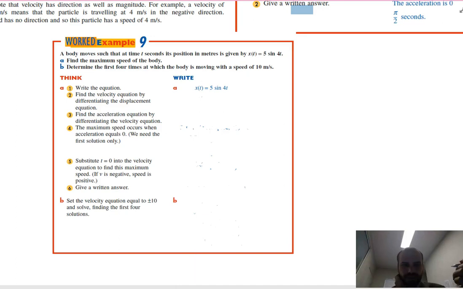So, last video in our trigonometric kinematic series, I suppose. Now jumping straight into it. A body moves such that at time t seconds, its position in meters is given by this. Here's our displacement function. Find the maximum speed of the body.